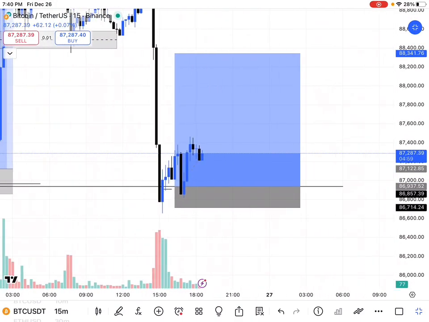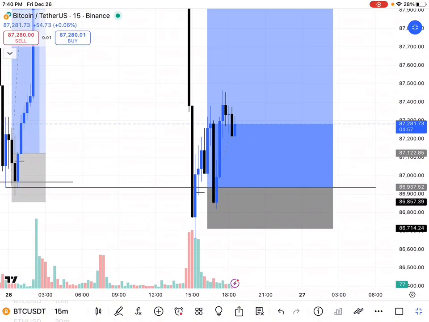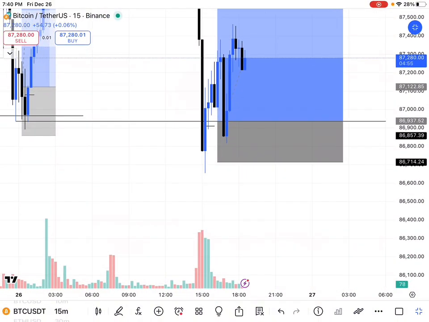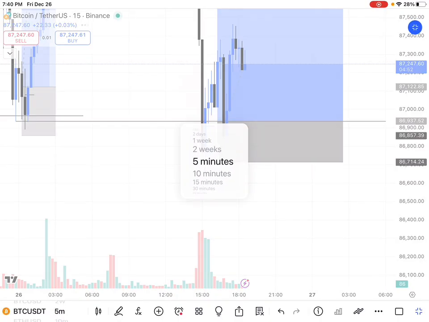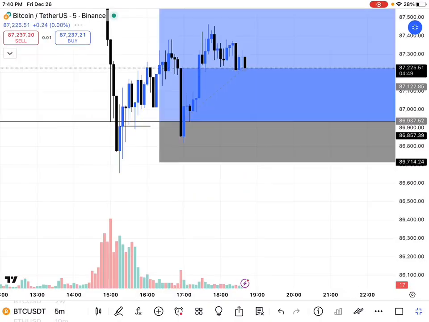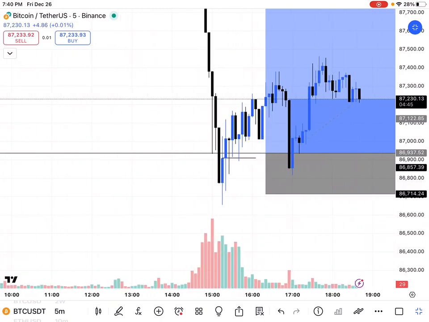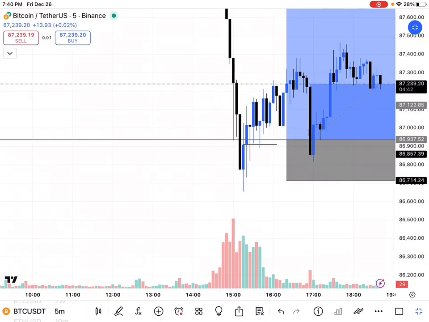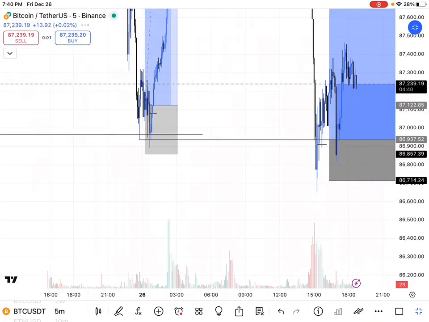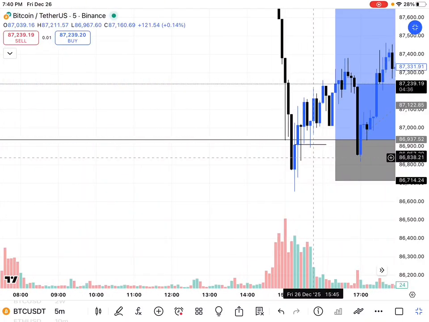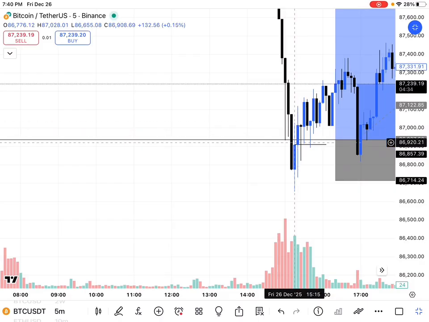Let me show you. You see the entry? This was the entry right here. This was the candle. You go down to the 5 minutes time frame. This was the candle that stabbed into the old low. This low right here. We wait for price to close above that candle.